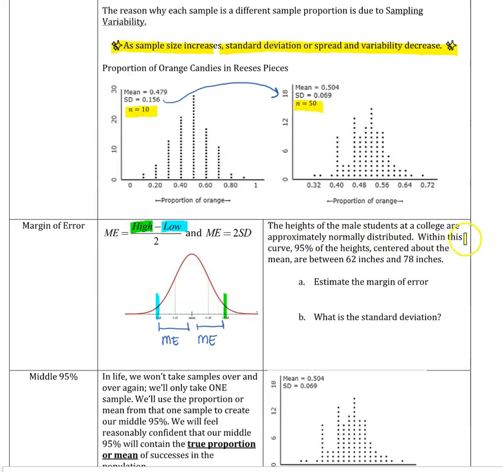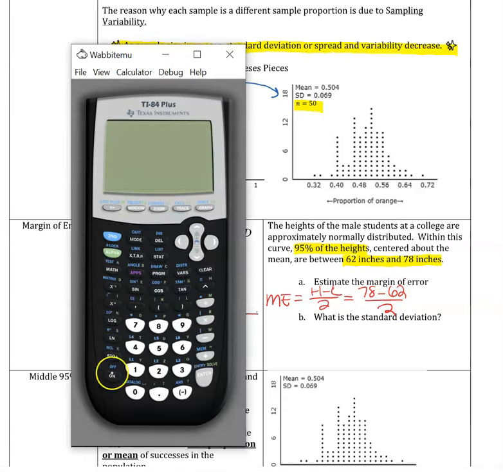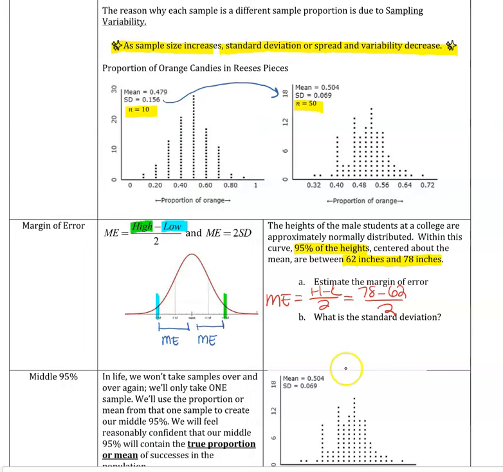All right, the heights of male students at a college are approximately normally distributed. Within this curve, 95% of the heights, centered about the mean, are between 62 inches and 78. So there's your 95, there's your low, there's your high. To figure out the margin of error, I'm going to do high minus low divided by 2. The high end of my middle 95 was 78, the low end is 62, and then I divide by 2. And I get 8.